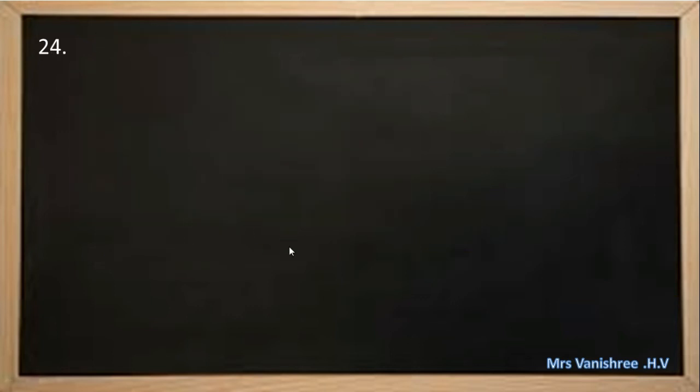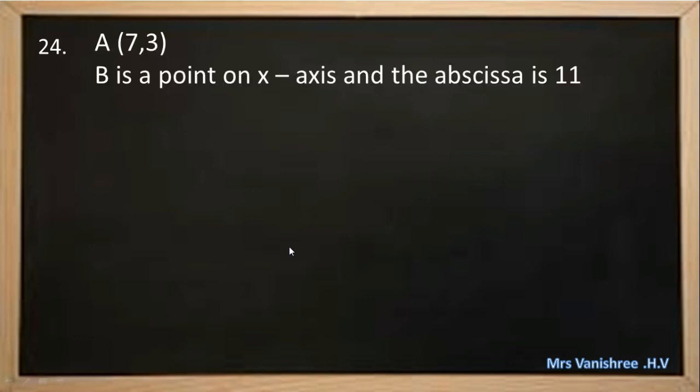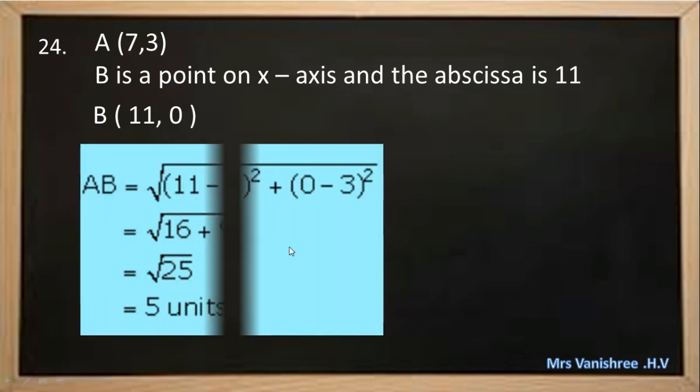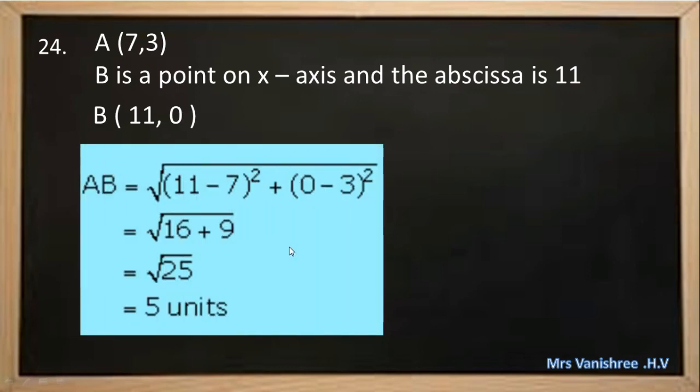Question number 24. Calculate the distance between A(7, 3) and a point B on the x-axis. So point B is on the x-axis, its abscissa is given as 11. Therefore, the point B is (11, 0). Apply the formula, find out the measure of AB, which is equal to 5 units.